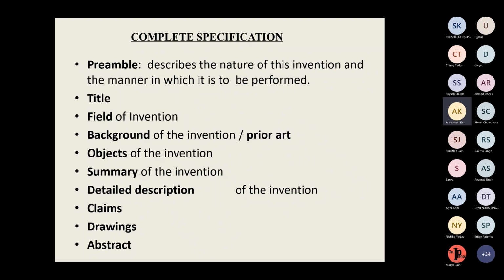Whatever you write down in the claim, you are entitled to have protection only over that part, only over those features, and not anything else described in the description. Then the drawings support the description, to explain it in a better way, and then there is an abstract. So these are all the titles you need to cover in the complete specification.